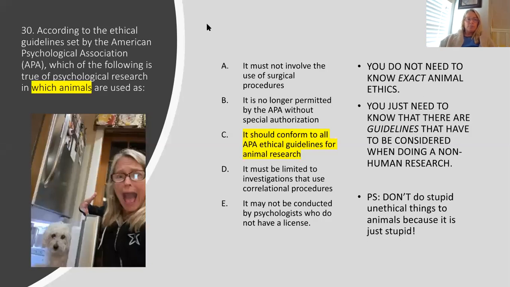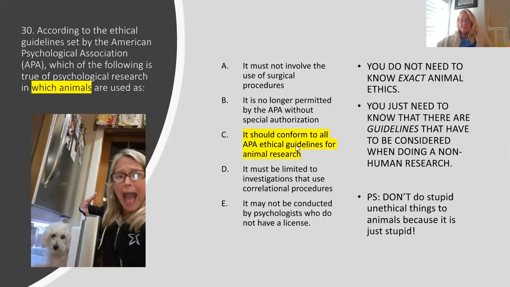All right, so now you had your three multiple choice. So over here, here's the question. According to the ethical guidelines set by the APA, which of the following is true of psychological research in animals? I highlighted the term animals. I put my animal in the fridge to show you that is not ethical. Do not do stuff like that. Ever. My family thinks I'm literally crazy, I'm sure.